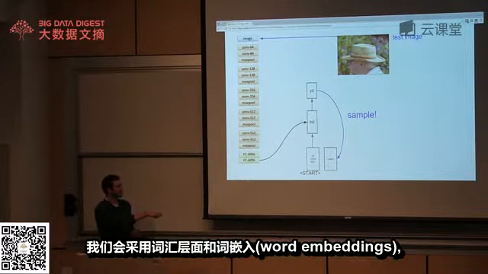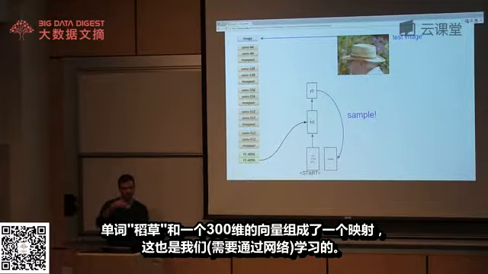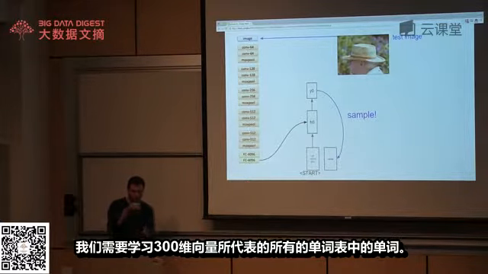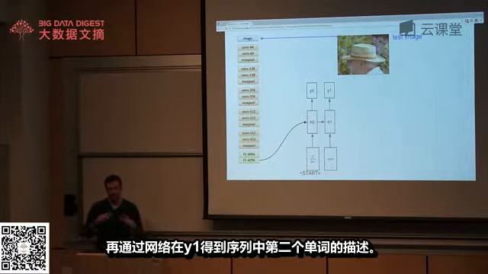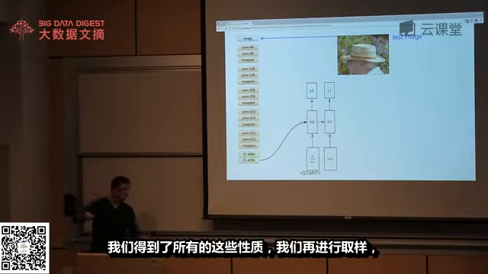And so in this case, I think we were using word-level embeddings. So the straw word is associated with a 300-dimensional vector, which we're going to learn. We're going to learn a 300-dimensional representation for every single unique word in the vocabulary. And we plug in those 300 numbers into the RNN and forward it again to get a distribution over the second word in the sequence inside y1. So we get all these probabilities. We sample from it again.